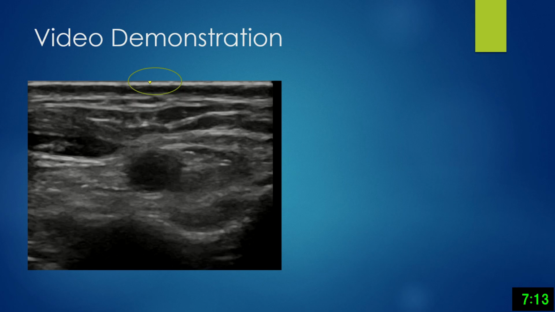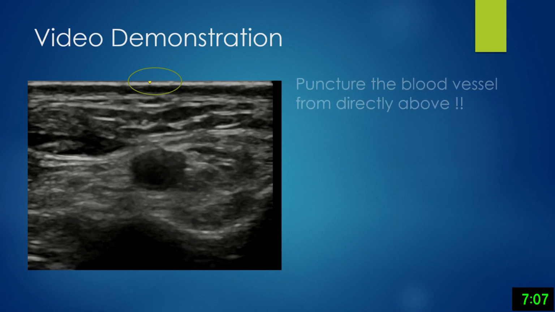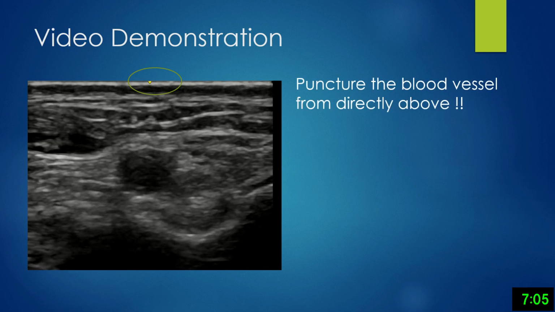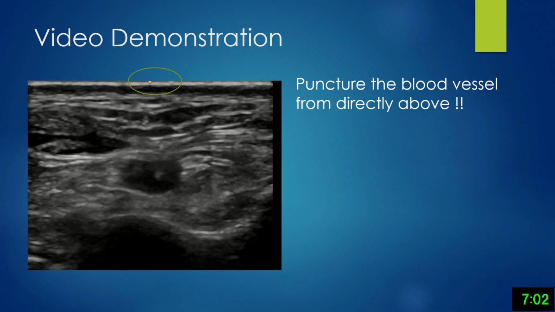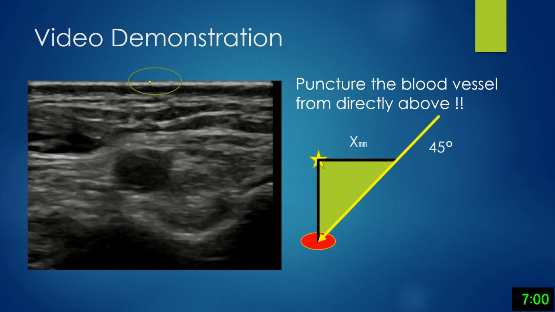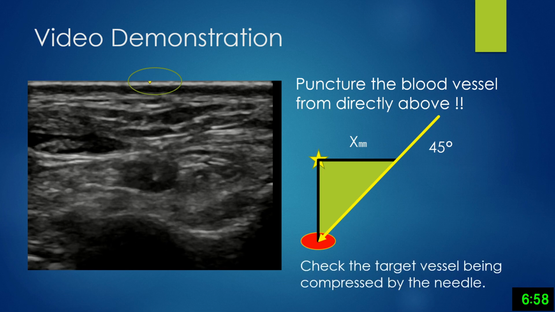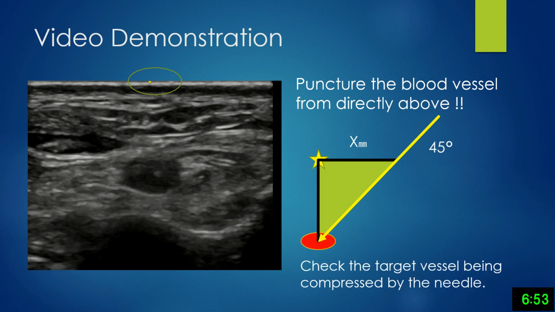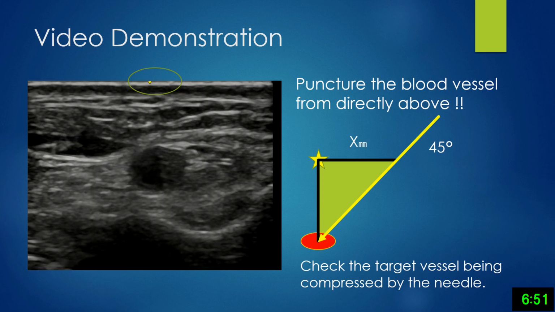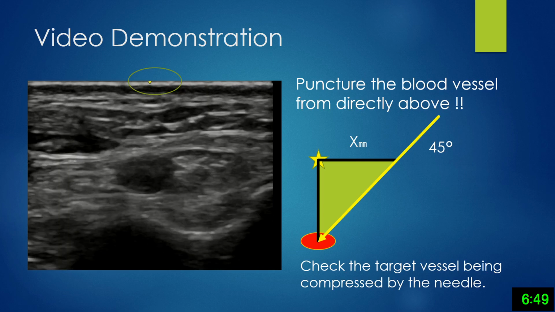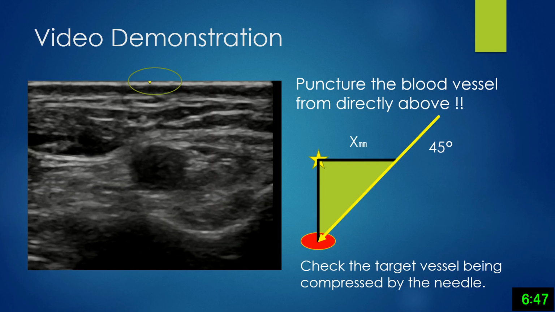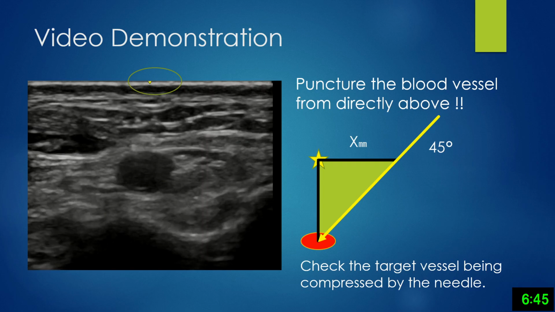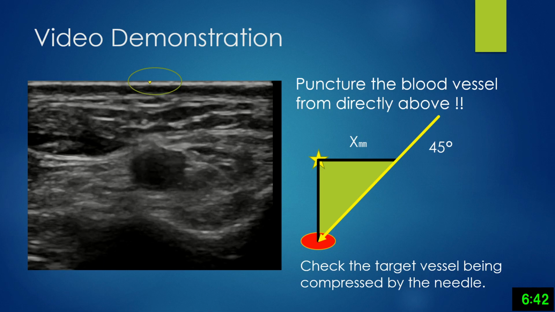The key tip for ultrasound-guided distal radial approach is to puncture the blood vessel from directly above using the method mentioned earlier. As you can see, the artery is being compressed by the needle. Puncturing in this state, blood backflow in the needle can be confirmed.